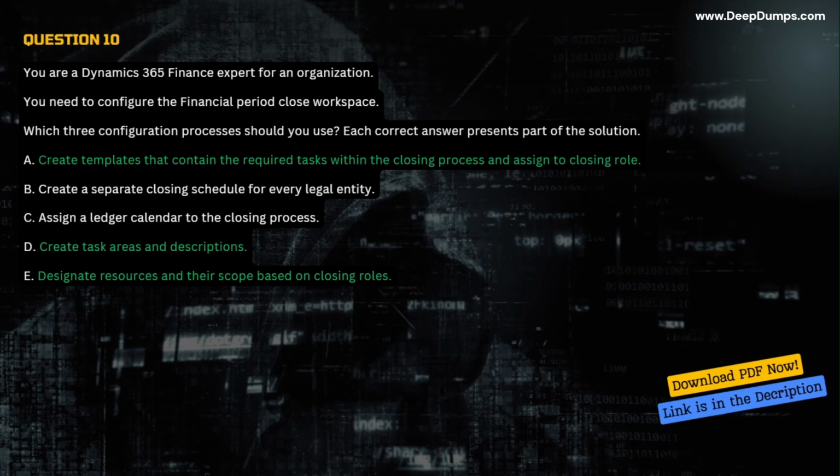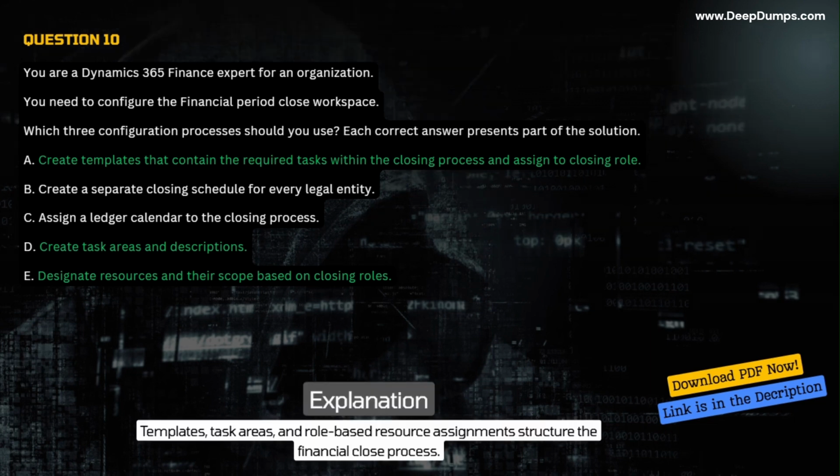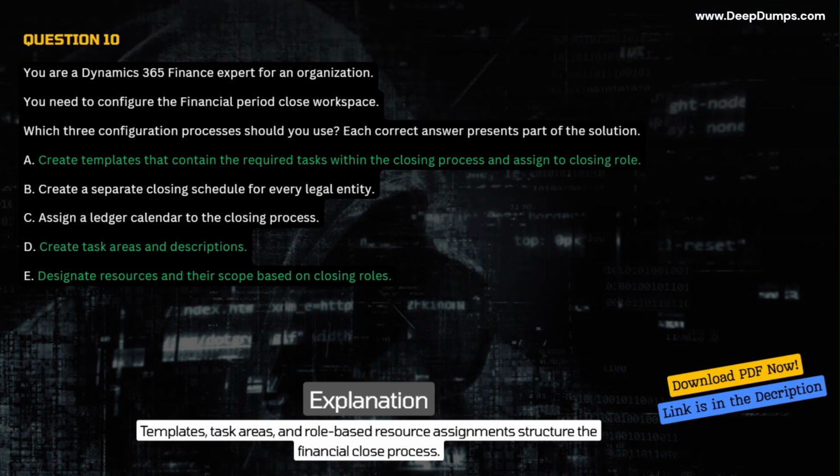Correct answer A, D, and E. Create templates that contain the required tasks within the closing process and assign to closing role. Create task areas and descriptions. Designate resources and their scope based on closing roles. Explanation. Templates, task areas, and role-based resource assignments structure the financial close process.